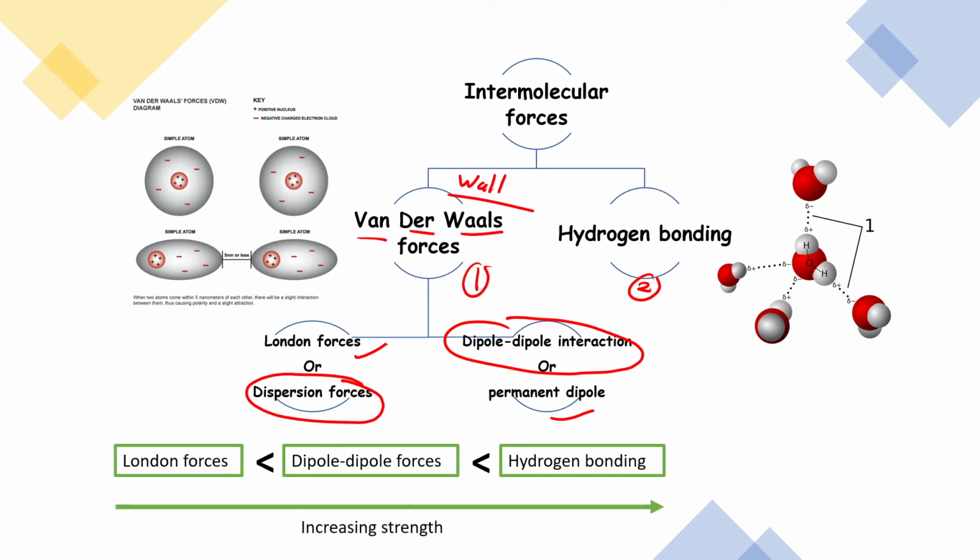So this is the relative strength, where hydrogen bonding is the strongest of them all, while dipole is in the middle, and London is the weakest one. But there's a stronger force.